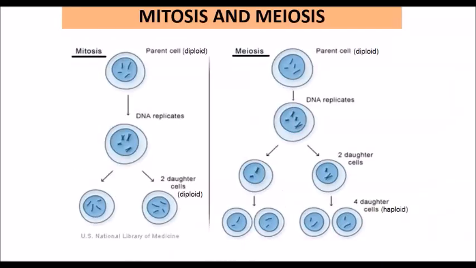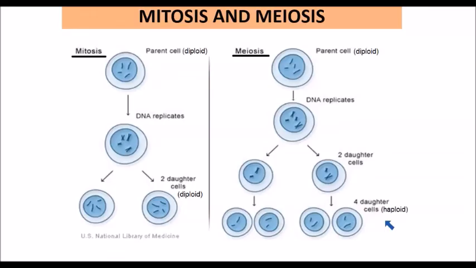Alright, so let's summarize the differences between mitosis and meiosis using these 2 diagrams here. Clearly in mitosis, we start off with 1 parent cell that is diploid, and we end off with 2 daughter cells that are also diploid. So it's just 1 round of cell division. In meiosis, we start off with a diploid parent cell, and we have 2 rounds of cell division, and you're going to end off with 4 daughter cells that are haploid.